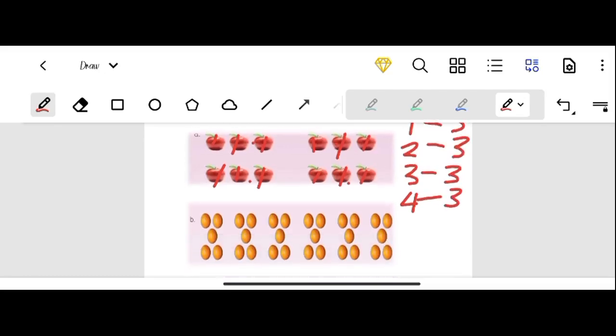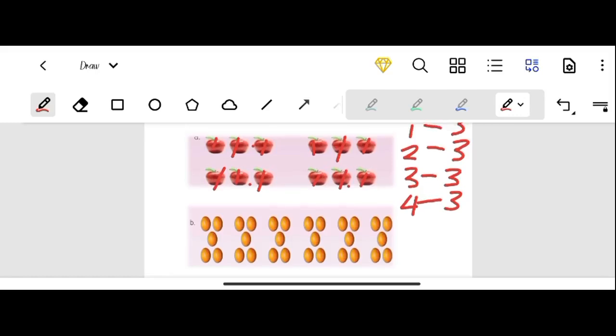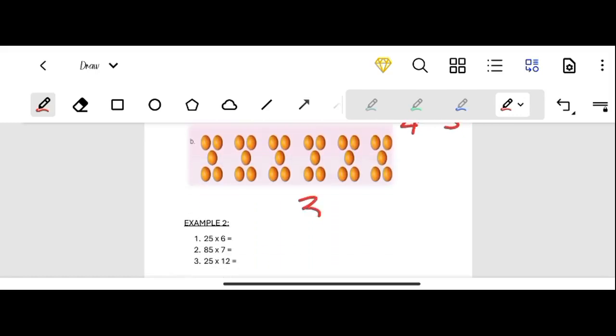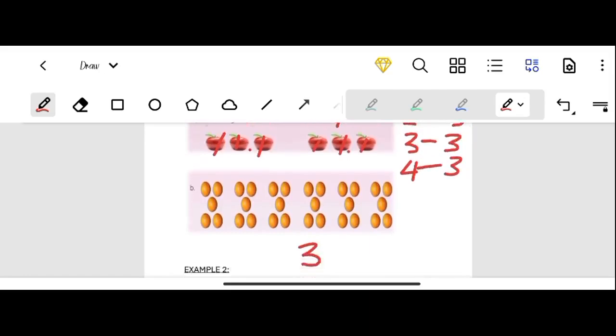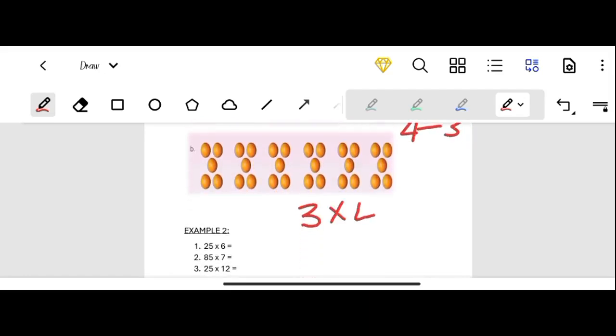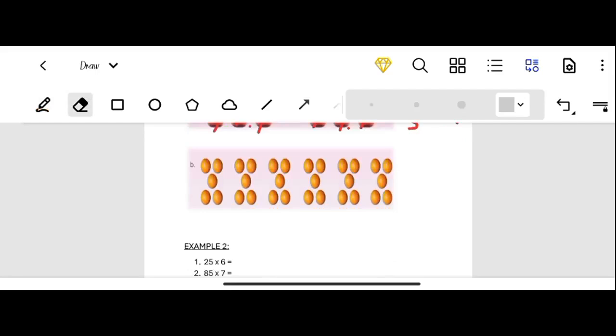Okay. What am I going to do? I'm going to check. Okay, what is repeating? 3 is repeating. How many times is it repeating? It's repeating 4 times. Now I'm going to say 3 multiplied by 4. So it's 3, 6, 9, 12. So your answer is 12. And you're done.